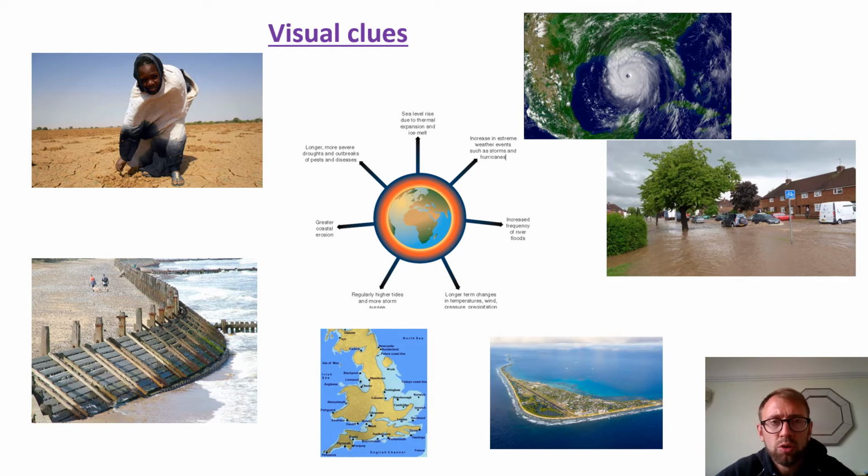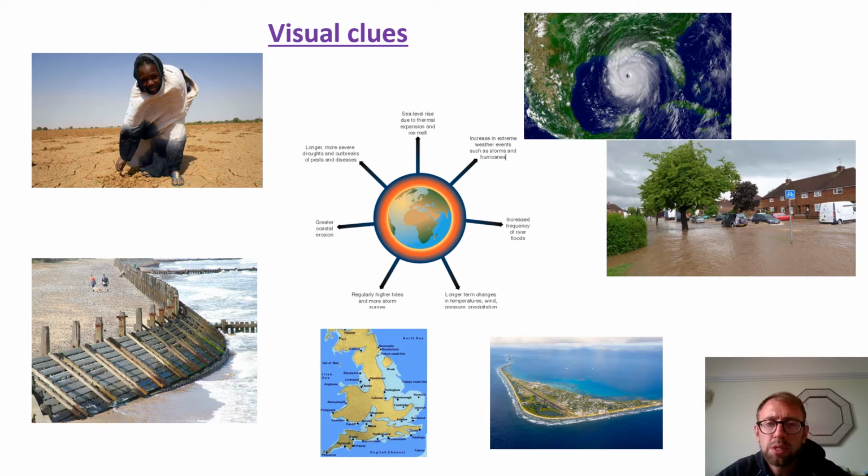So here's your next pen. This is some visual clues. You can see there's a mind map in the middle there, some impacts of climate change around the UK, around the world, and some images, some to do with the UK, some that could be applied to other parts of the world as well, to give you some ideas of things you can write.